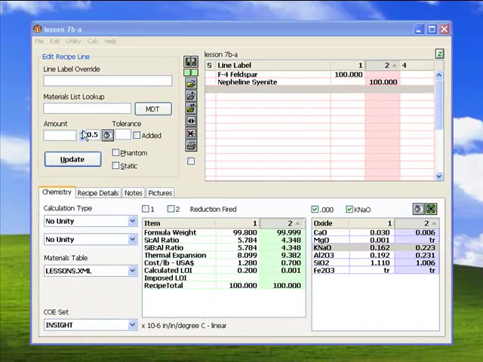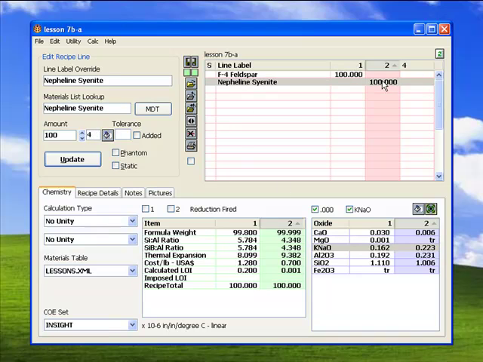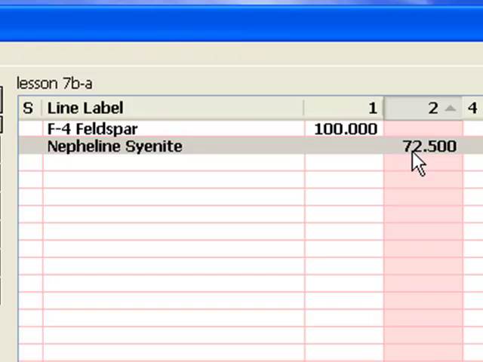I've started by matching the KNaO. I could not use the supply button because it is a combination of two oxides. So to match, I clicked the KNaO line to be able to keep an eye on it, and then selected the Nepheline syenite line and made sure recipe 2 was selected. Then I clicked the decrement button until the KNaO numbers matched. They matched at 72.5 parts of Nepheline.